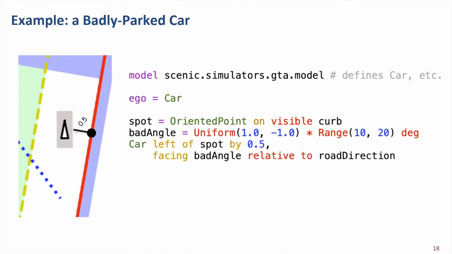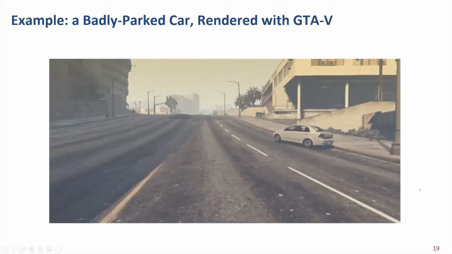And then you place the car, in this case, this car over here, the environment car, facing the bad angle that was sampled relative to the direction of the road at that point, right? And that's the entirety of the program. All right. And so now connected to GTA 5, each time you run it, you get a different image.